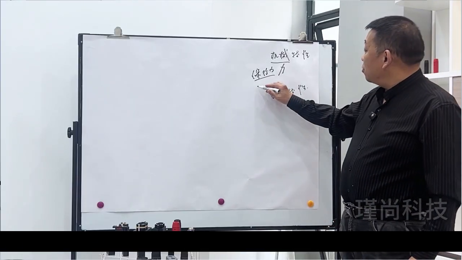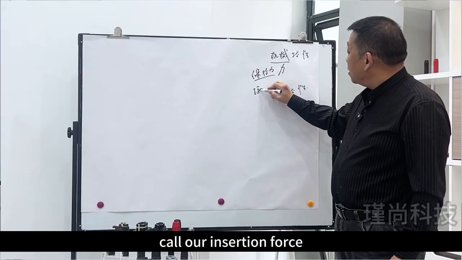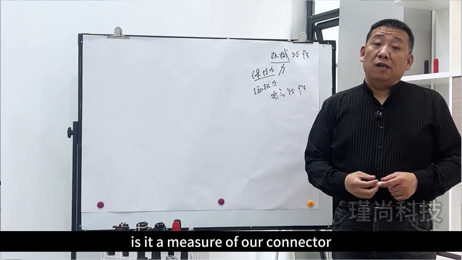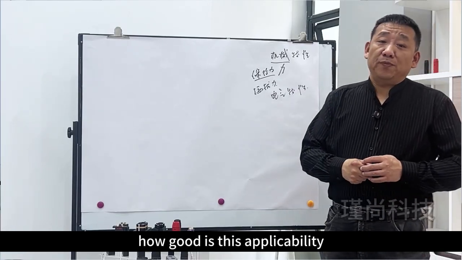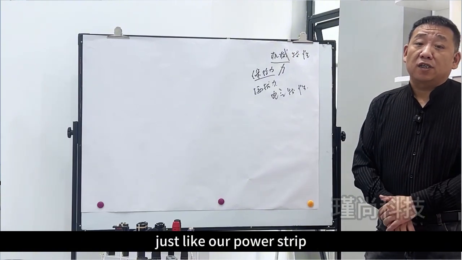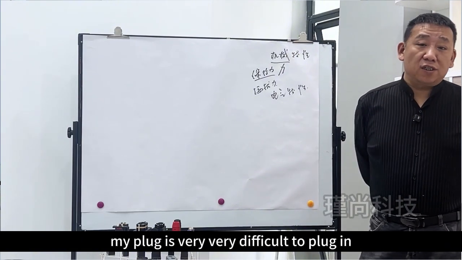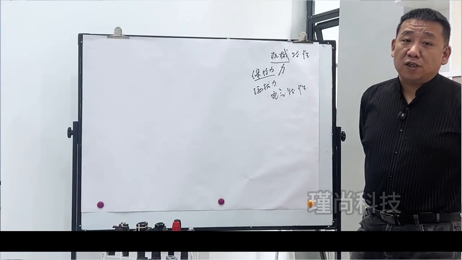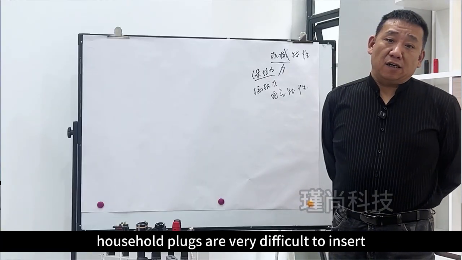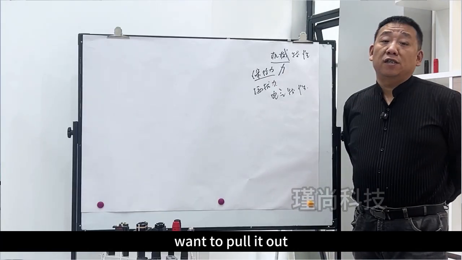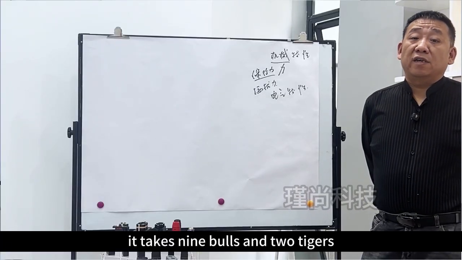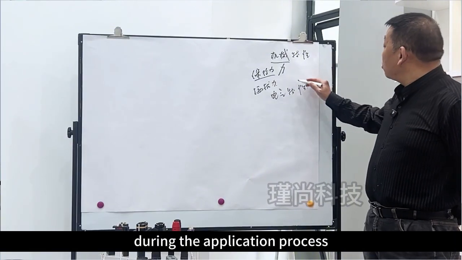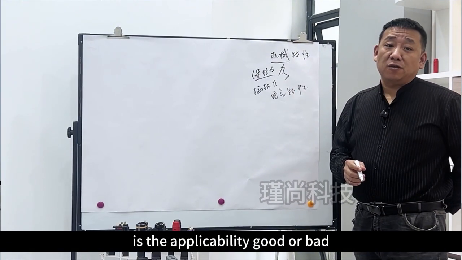There is another force in our connector, called our insertion force. What about this insertion force? It measures how good the applicability of our connector is during the application process. Just like our power strip, some power strips in the house, where the plug is very, very difficult to plug in. Or after plugging it in, you want to pull it out, and it takes nine bulls and two tigers. This force measures whether the applicability of our connector is good or bad.